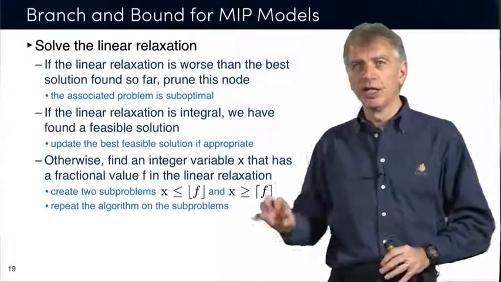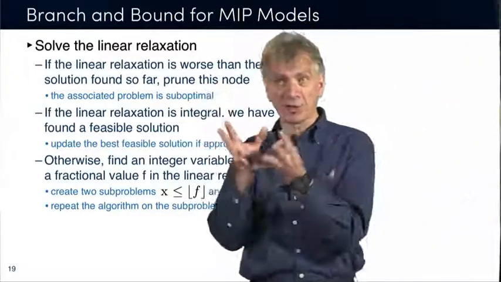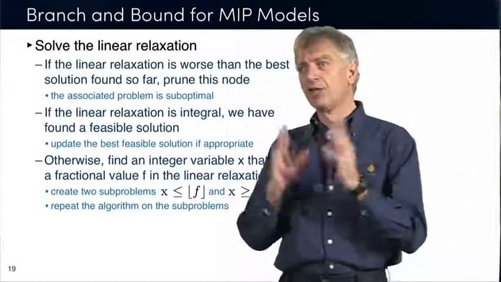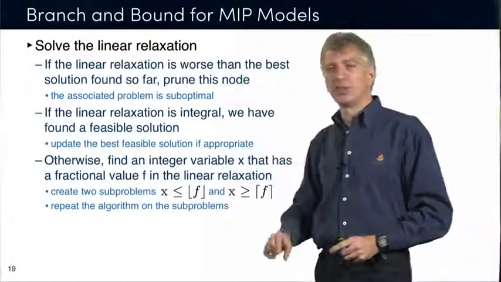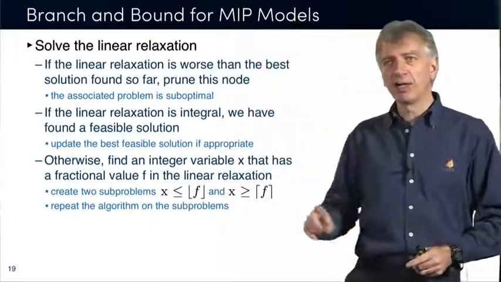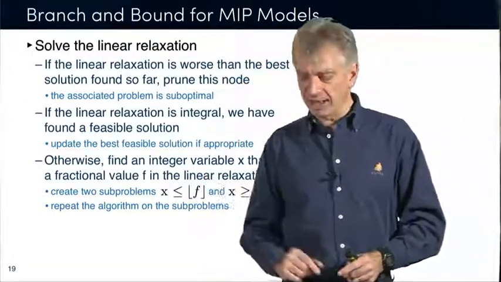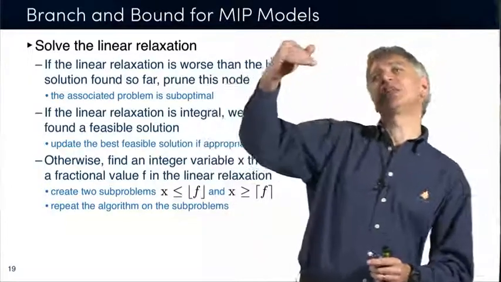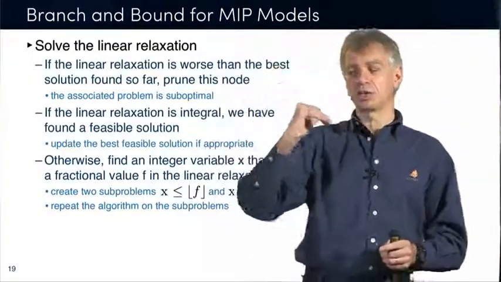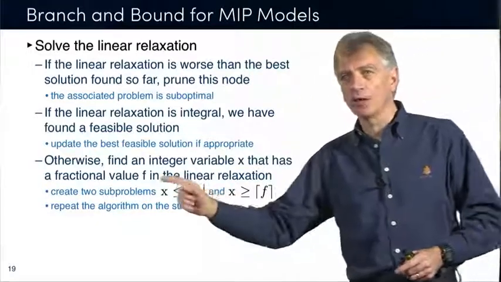So what you're going to do is you're going to look at this relaxation, and you know that some of the integer variables have a fractional value, and they should not. Okay? So what you're going to do is take one of those, let's say x, which has a fractional value f, and create two subproblems. One of them is going to say that x has to be smaller or equal to the largest integer which is smaller than f. Okay, so that's the floor of f, and that's one of the subproblems.